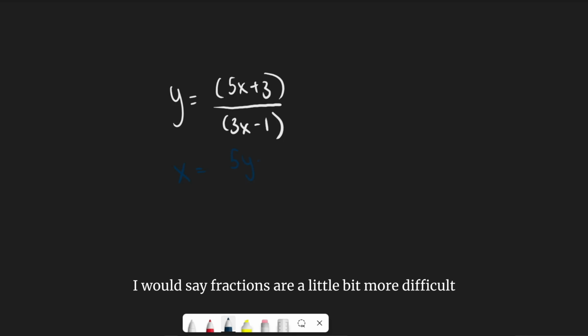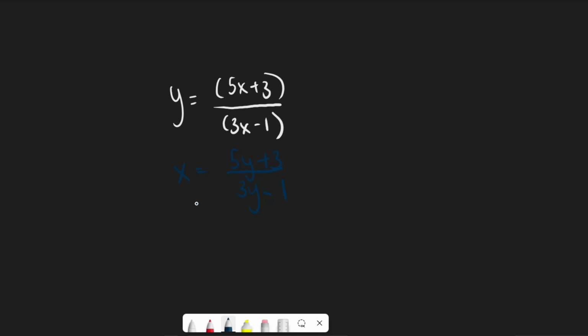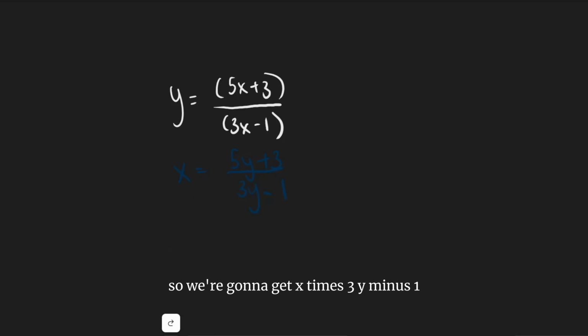I would say fractions are a little bit more difficult, but there's also a simple way to solve for y in this equation. So first we're going to cross multiply. This is the same as x over 1, so we're going to cross multiply both sides. So we're going to get x times 3y minus 1 equals 5y plus 3.